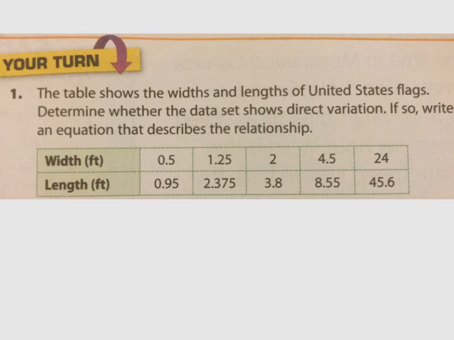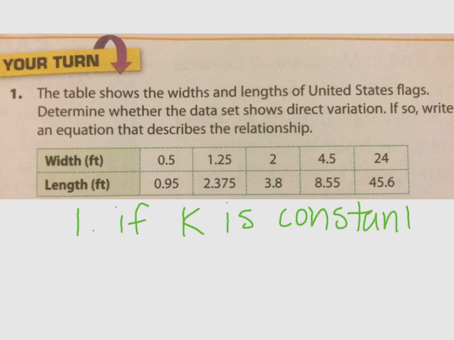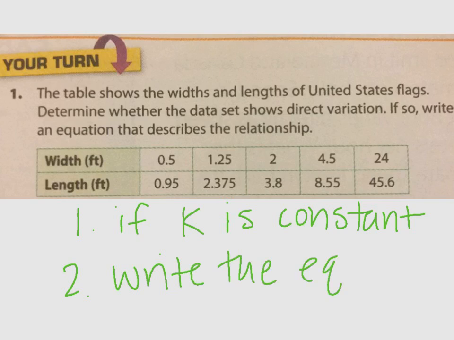Now it's your turn. I want you to try this one by yourself. The table shows the widths and lengths of United States flags. Determine whether the data set shows direct variation. If so, write an equation that describes the relationship. So you need to check one, if k is constant, and two, if so, write the equation. Do that now.